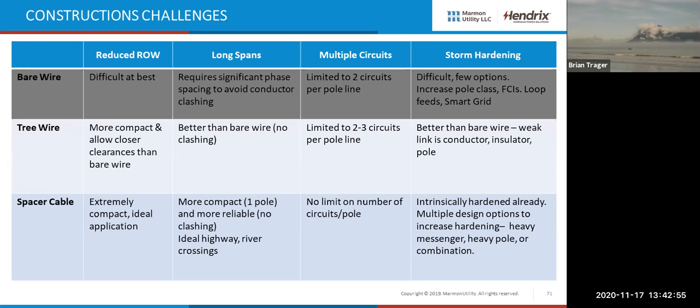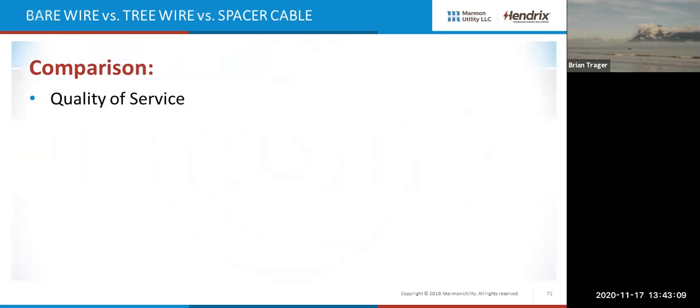Tree wire is better than bare wire. The weak link is the conductor, insulator, and the pole. Spacer cable is intrinsically hardened already. Multiple design options to increase the hardening include using a heavier messenger, heavier pole, or a combination.